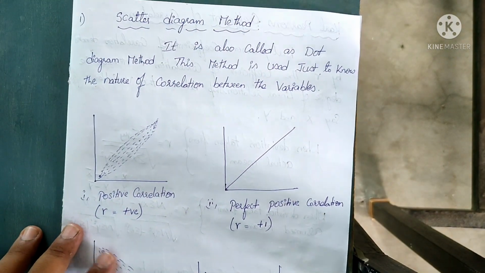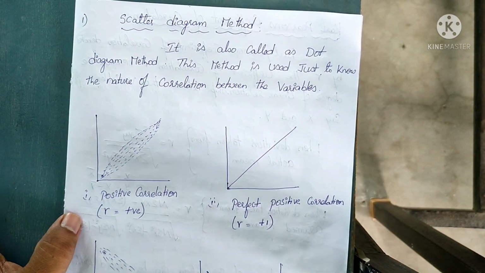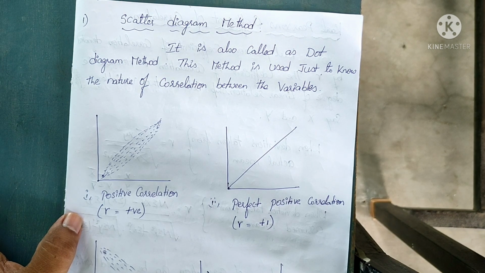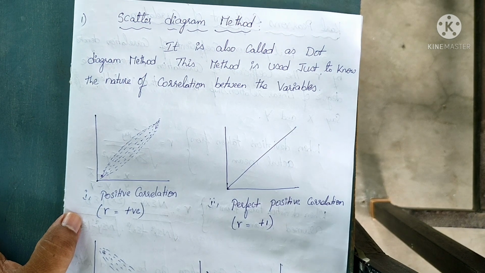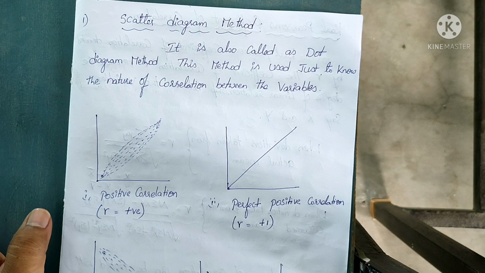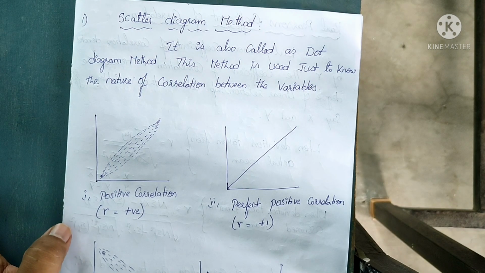So first one, scatter diagram method. Scatter diagram method is also called as dot diagram method. This method is used to know the nature of the correlation between the variables.